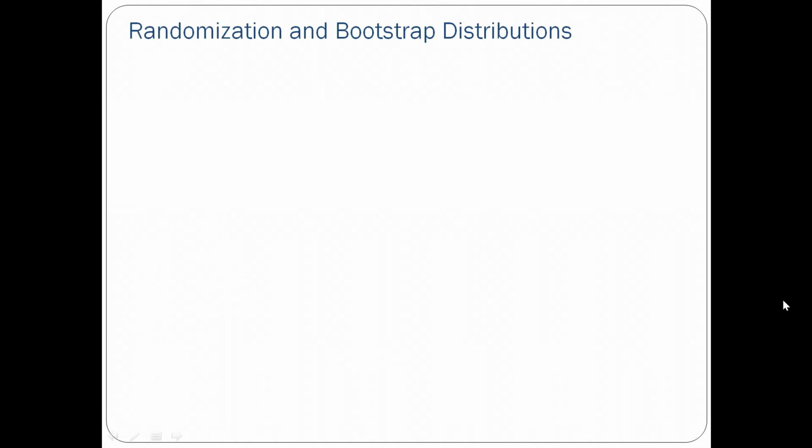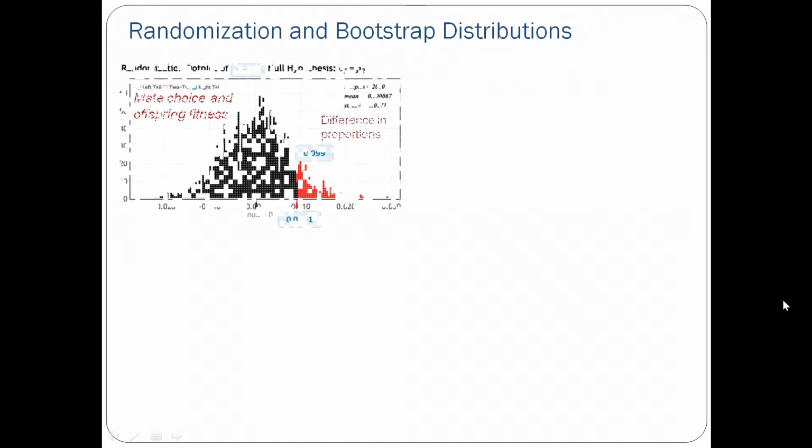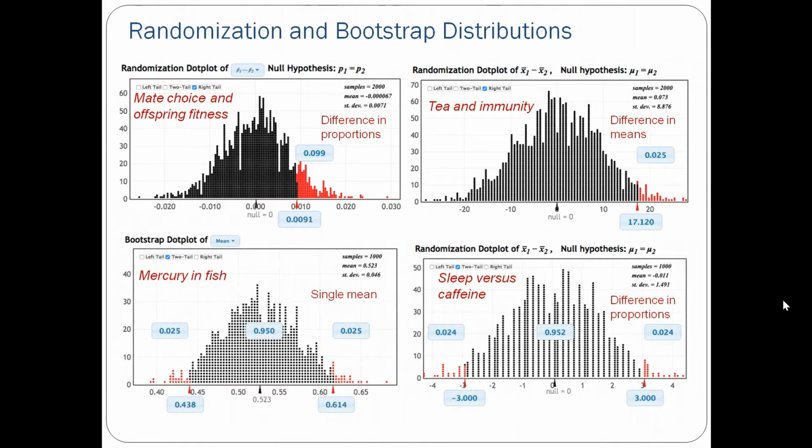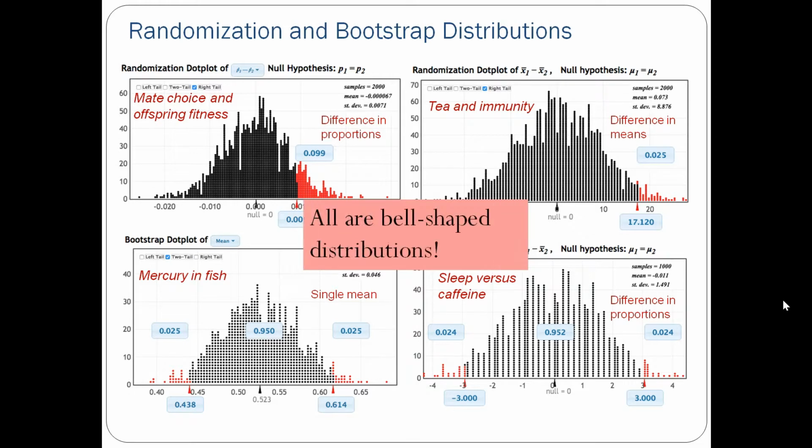So in chapter 3 and chapter 4, we heavily investigated randomization and bootstrap distributions. And if you recall, they all looked like this. We noticed that they all look like a bell-shaped curve. We actually can draw a smooth line on top of these curves.